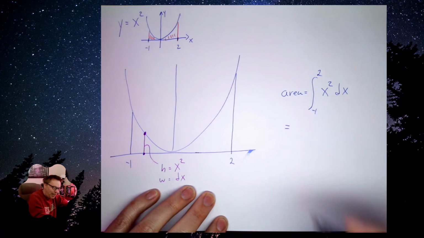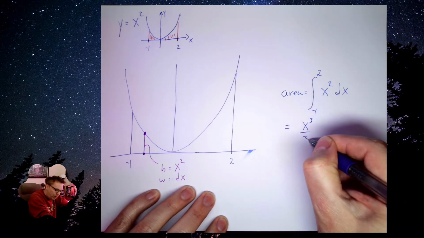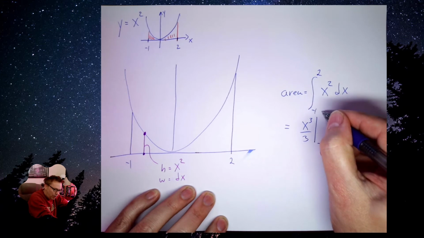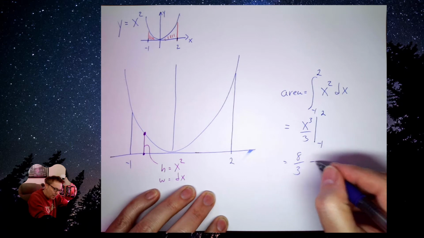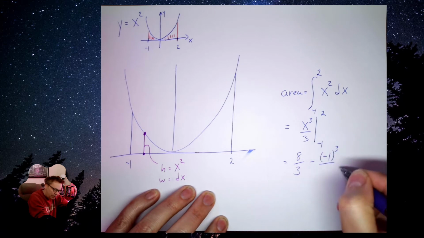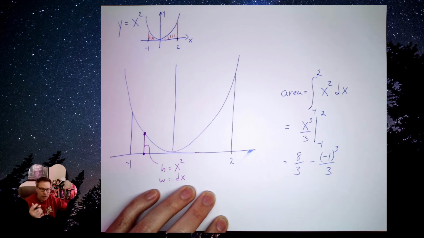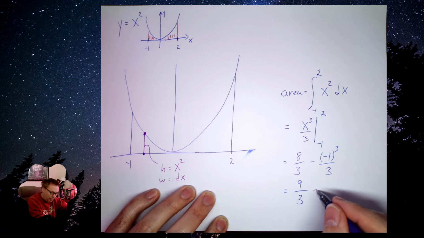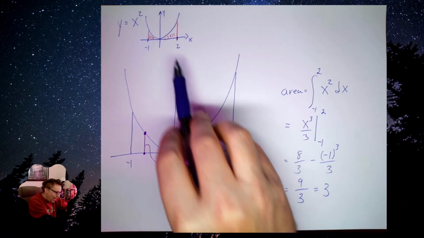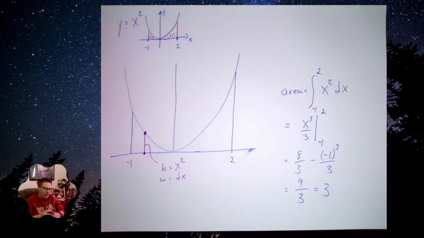So in this particular problem, an antiderivative is x cubed over 3. And I want to evaluate this between -1 and 2. So doing that, I get 8 over 3 minus -1 cubed over 3. -1 cubed is -1. So I wind up getting 9/3, or just 3. So this area is 3. And there's an area of a function between the curve and the x-axis.